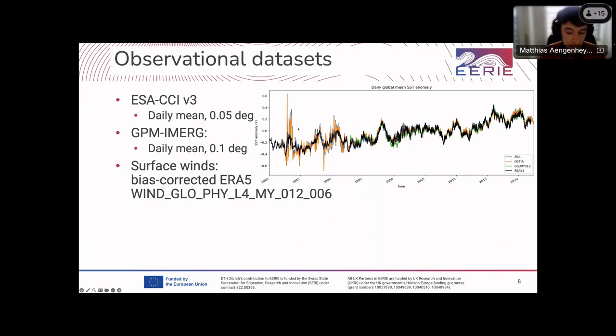In future analysis on the coming slides, I also look at a few observational products to compare our simulations against. One is precipitation from GPM IMERG, which is often used for this kind of small scale local precipitation. It's quite reliable in that front. And we're also looking at surface winds, which is a product distributed through Copernicus, which essentially bias corrects ERA5 winds based on a couple of observational products.